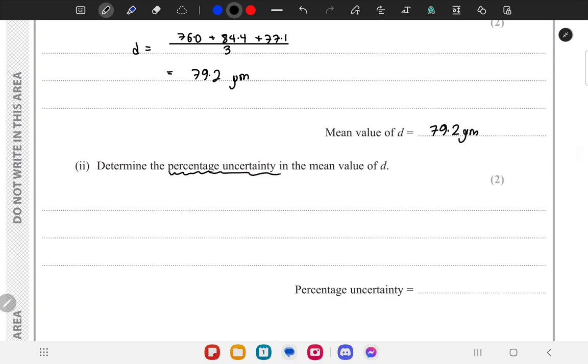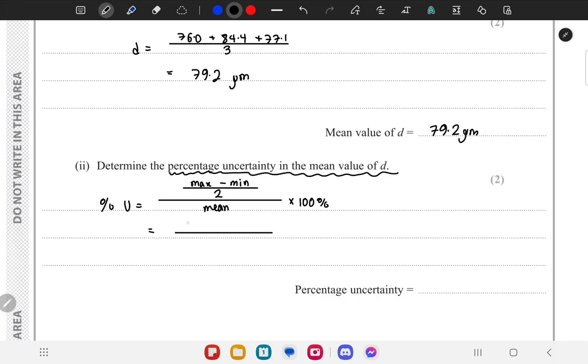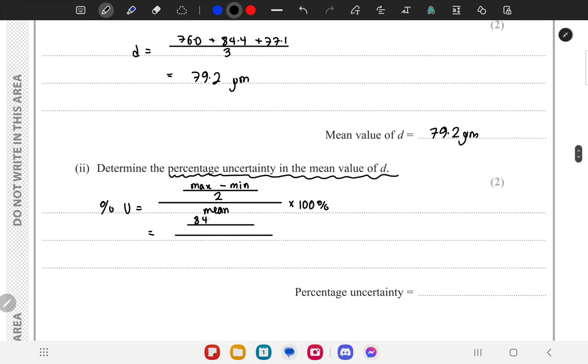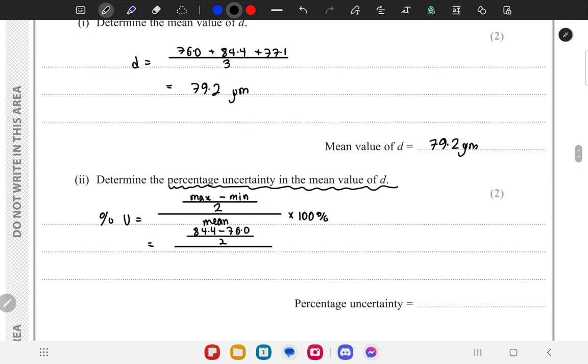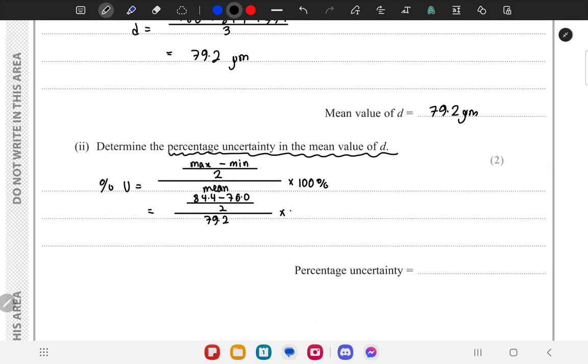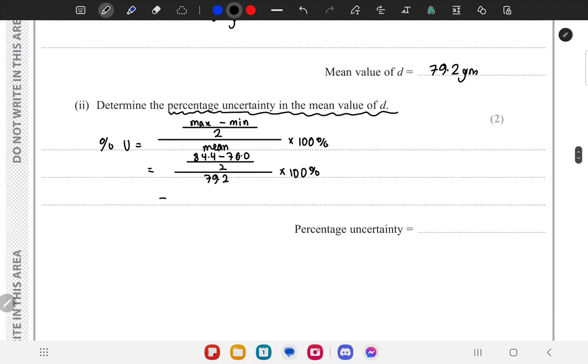Now we have to find the percentage uncertainty in the mean value of D. For percentage uncertainty, if we have multiple readings, we'll have the max value minus the minimum value, divided by 2, divided by the mean value. If we apply this in this scenario, the maximum value is 84.4 and the minimum is 76.0, divided by the mean, which is 79.2, multiplied by 100, which gives us a percentage uncertainty of 5.3%.